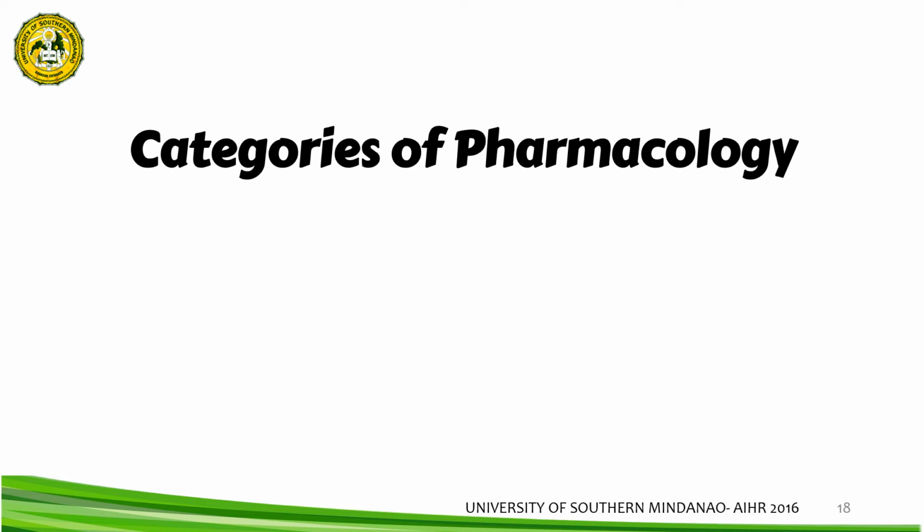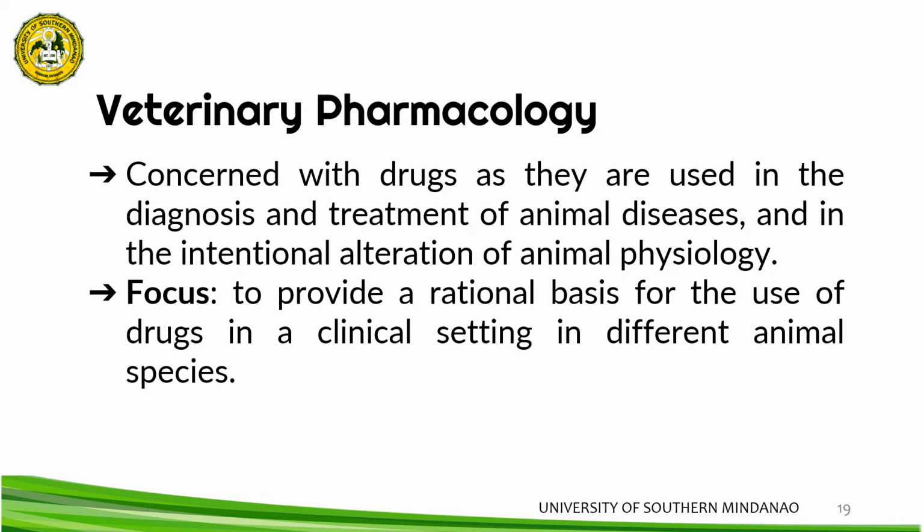We also have the different categories of pharmacology. So veterinary pharmacology is concerned with the drugs as they are used in the diagnosis and treatment of animal diseases and in the intentional alteration of animal physiology. So the main focus or the goal of veterinary pharmacology is to provide a rational basis for the use of drugs in a clinical setting in different animal species.